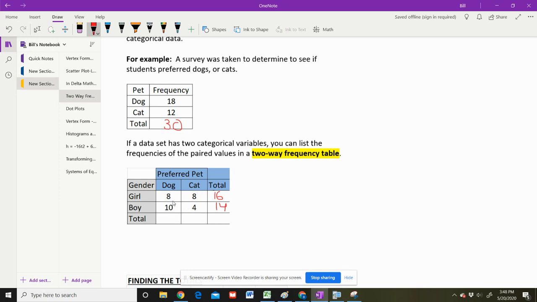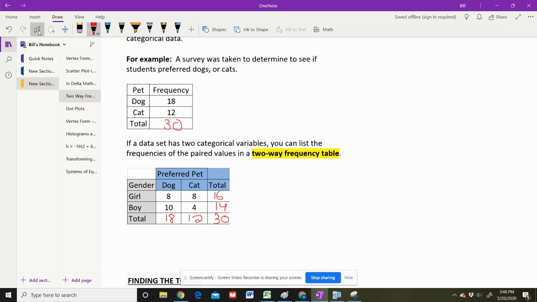And now for our totals, we're just going to add up the columns. So 8 plus 10, we get 18. So 18 boys and girls said they like dogs. And then 8 plus 4, we get 12. So 12 boys and girls said they like cats. And now for the grand total, we want to see how many total people we asked. Both sets of numbers should add up: 18 plus 12 gives me 30, and 16 plus 14 is going to give me 30. So my total number is 30.